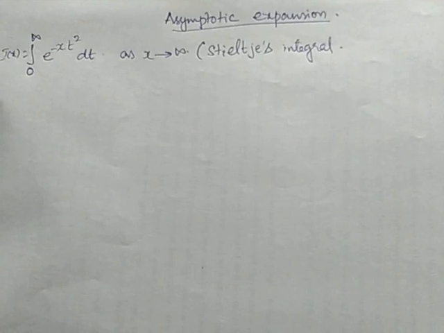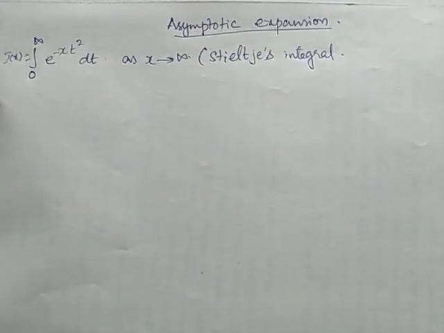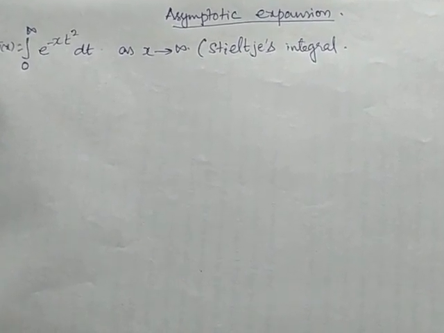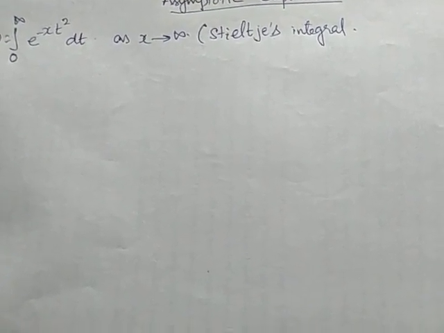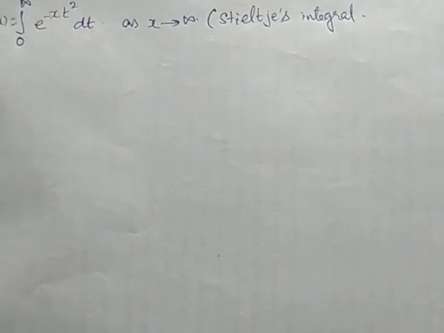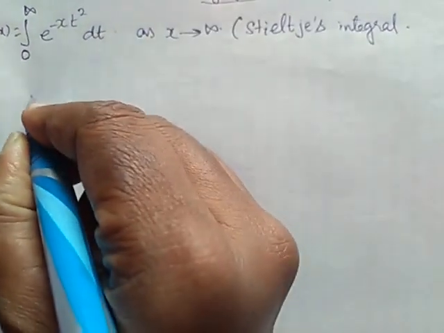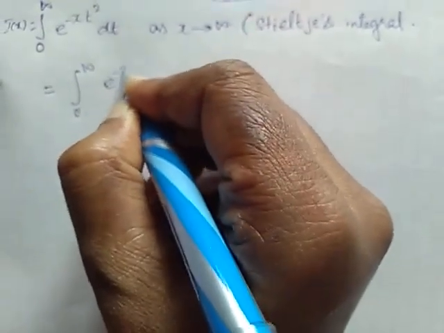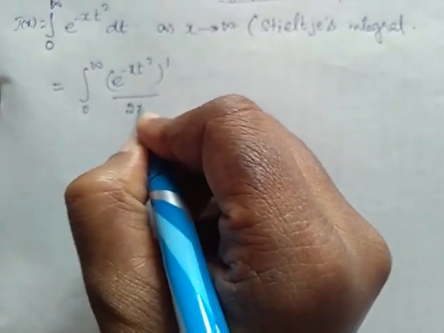In this video, I have considered the standard equation, which is called the Stieltjes integral. We are going to find the asymptotic expansion for this Stieltjes integral using integration by parts. So consider this integral. This can be written as integral from 0 to infinity of (e power minus x t square) whole dash divided by 2xt dt.